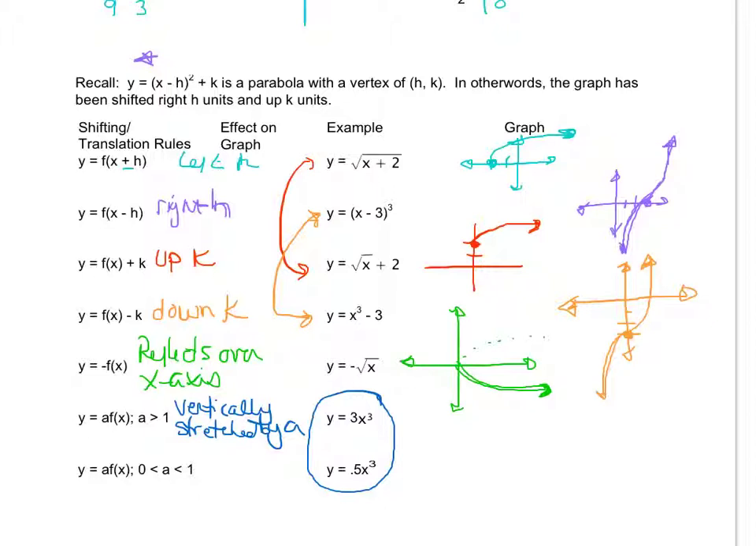So I'm going to go ahead and say what happens when I multiply the outside of a function by a number between 0 and 1, by a decimal. Well, that's going to vertically compress it. It gets wider. So again, put into your notes what works for you.